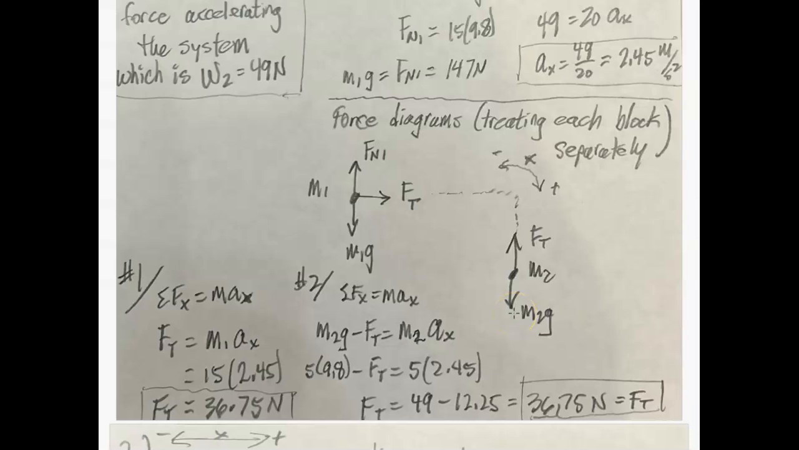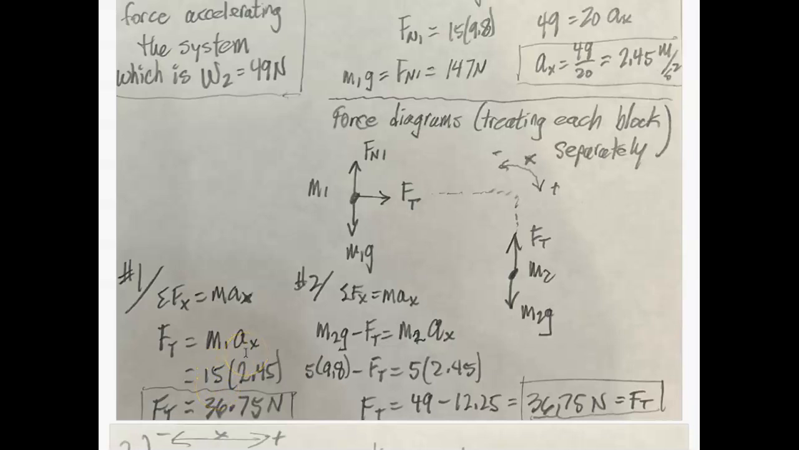So I can look at either block. On block number 1, there is only one force in the x direction, and that is the tension. And so that force is equal to mass times acceleration, but now I'm only considering block number 1. So it is no longer the mass of the whole system, but only the mass of block number 1. There we go, 15 kilograms.